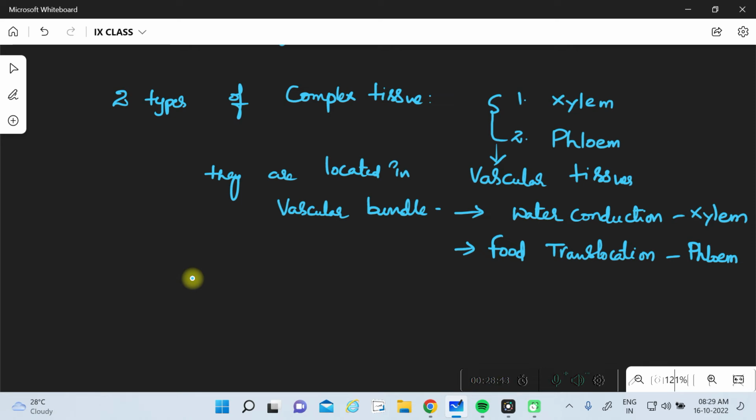So this is how we normally call these tissues complex tissues. We may also call them vascular tissues, because they are both involved in the transportation of water and food material. That's why they are also called conducting tissues. So let us today look into one of the conducting tissues, that is xylem.